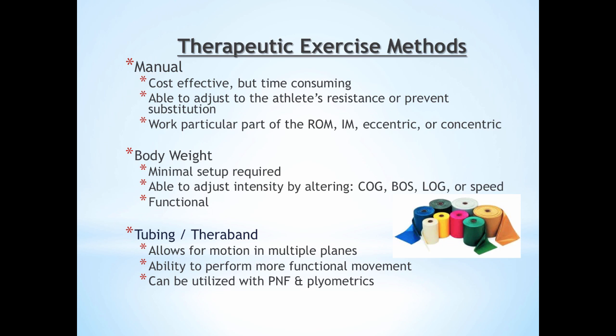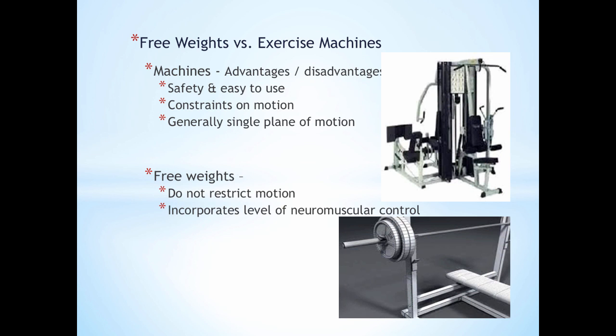You can use body weight, and body weight's great because there's minimal setup required. It's cheap, it's cost-effective, and it's functional. This is how we move. And you can adjust the intensity, you can alter the center of gravity, the base of support, the line of gravity, you can adjust the speed. Body weight exercises are really great, and I use a lot of them. The popular rainbow colors there to the right of the TheraBand, the TheraTubing, you get multiple planes of motion, and you can utilize PNF or plyometrics with it, and it tends to be functional.